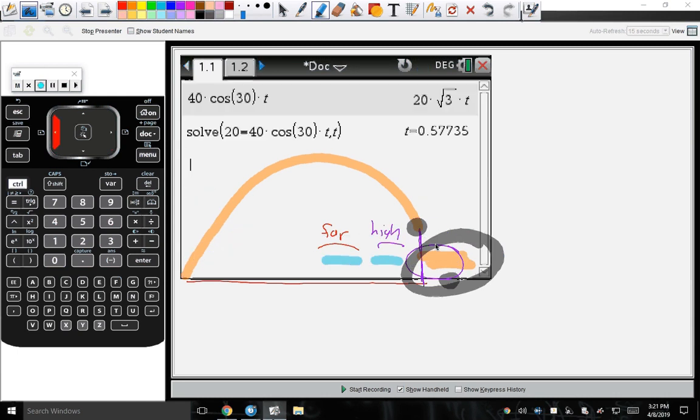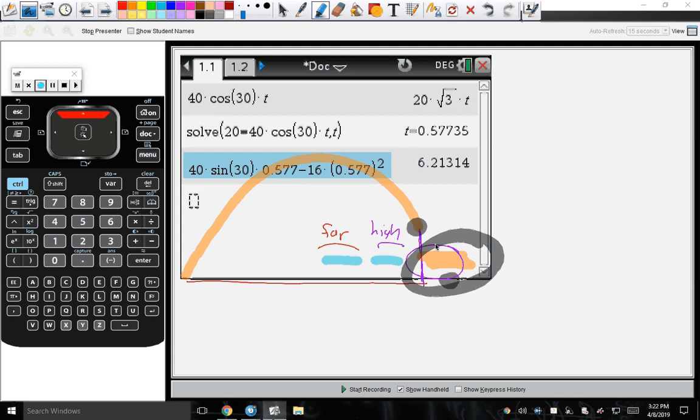Okay? So now that I know when it's doing that, I can go to the other equation and I can plug this value in for t. Does that make sense? Okay? So I could do 40 times the sine of 30 degrees times 0.577 minus 16 times 0.577 squared. And you see that you have 6.21, so this is more exact. Y'all see what I'm saying?